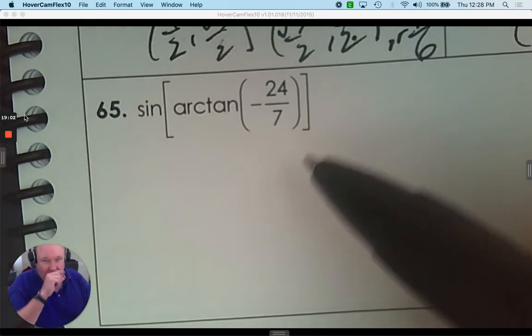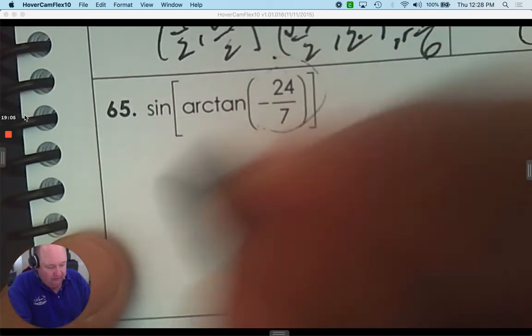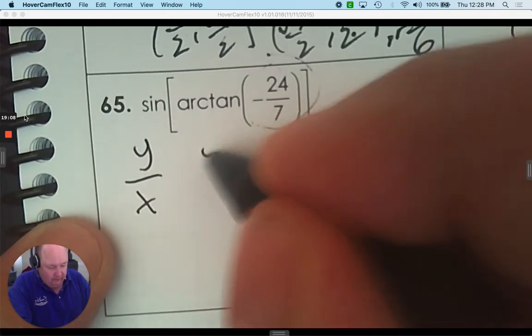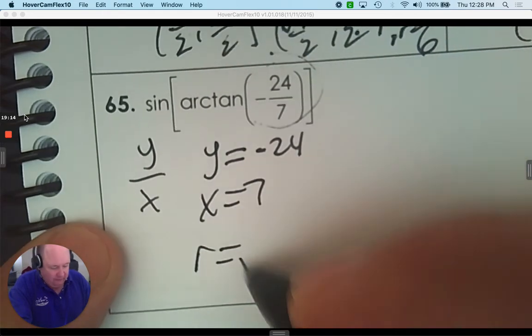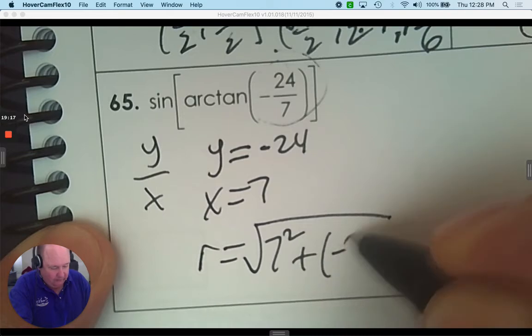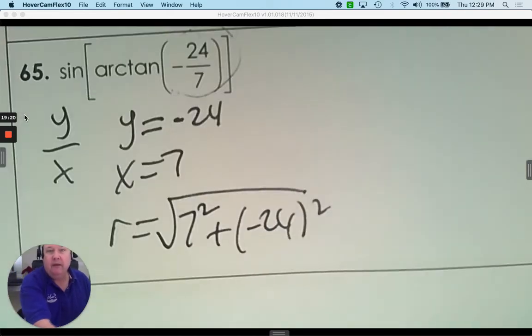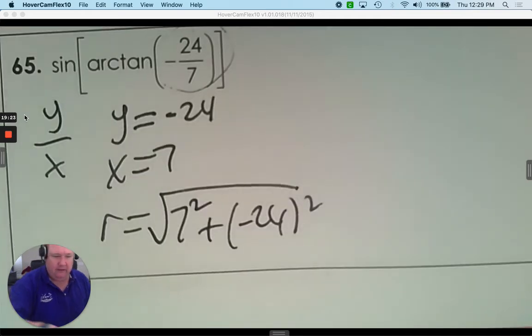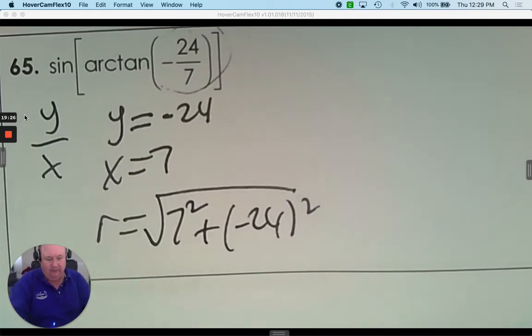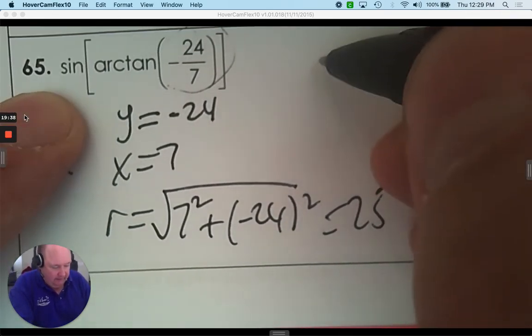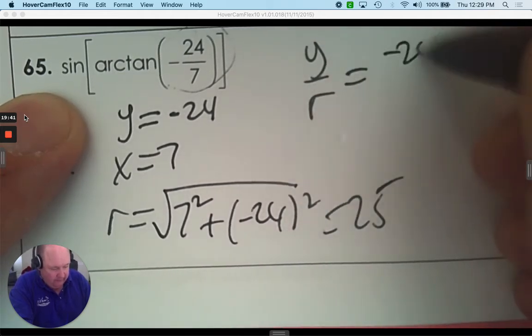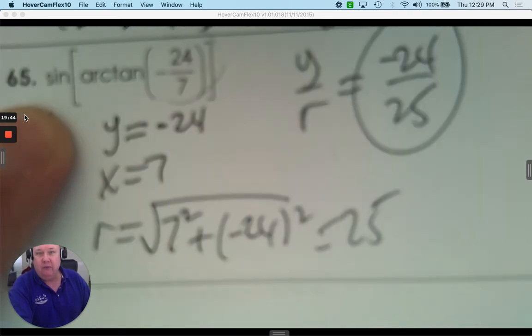These are not unit circle questions because this is not on my unit circle. So tangent is y over x. So if I look here, it tells me y then would be negative 24 and x would be 7. To find the radius, it's the square root of x squared plus y squared. That is a Pythagorean triplet. What is that? Is it 25 or 26? I think it's 25. I'm going to cheat and use my calculator quick. Yep, 25. And then sine is the y coordinate over the radius. So that's negative 24 over 25.